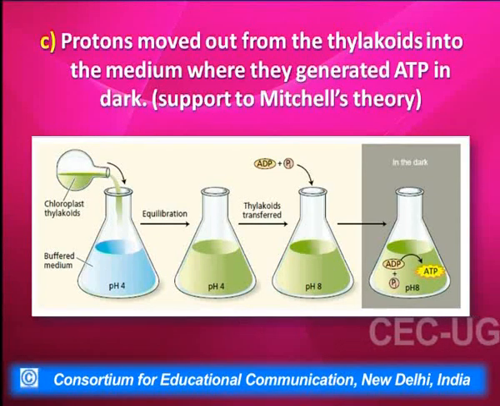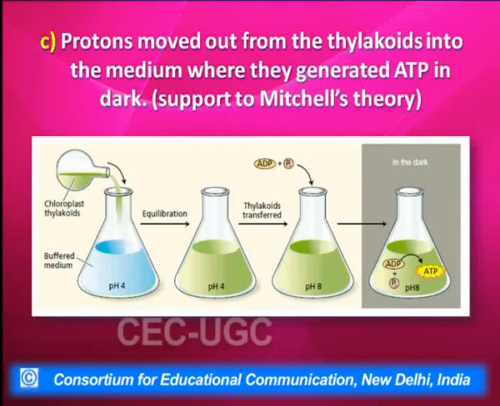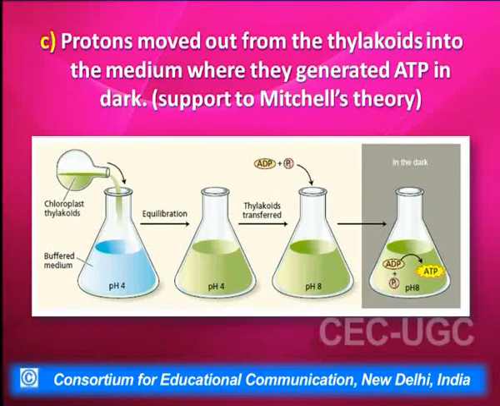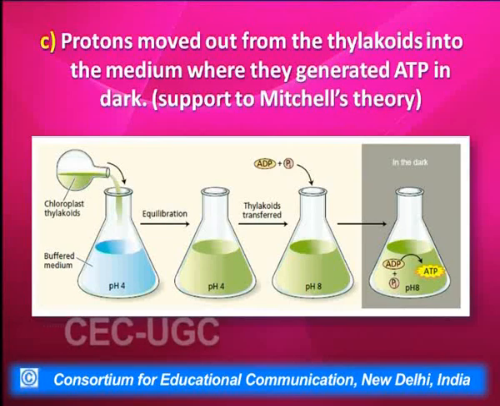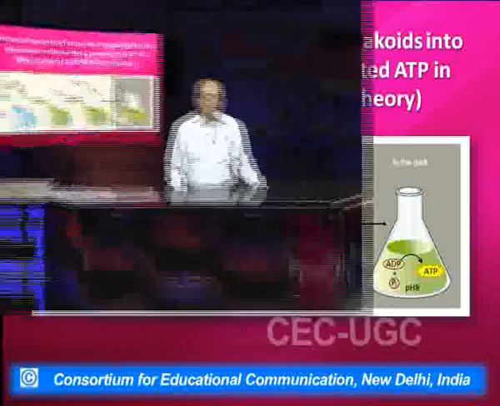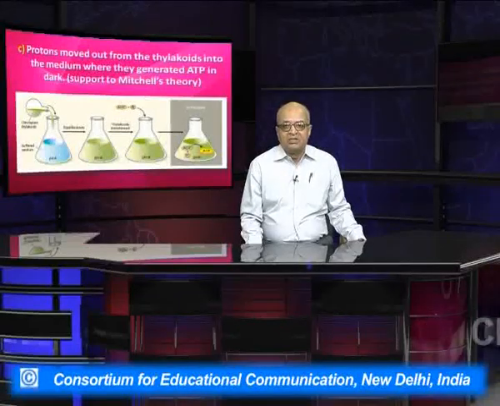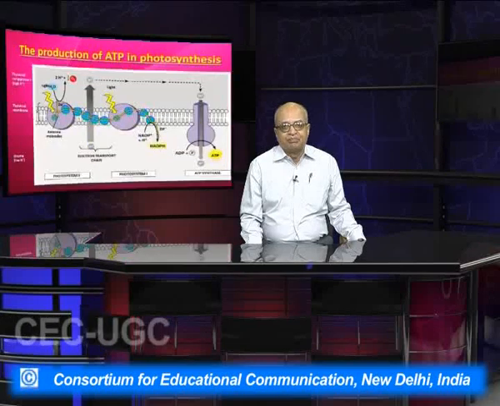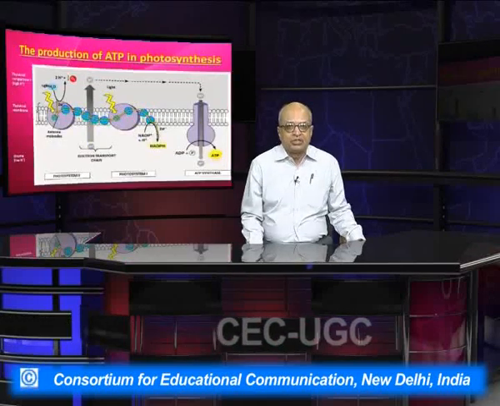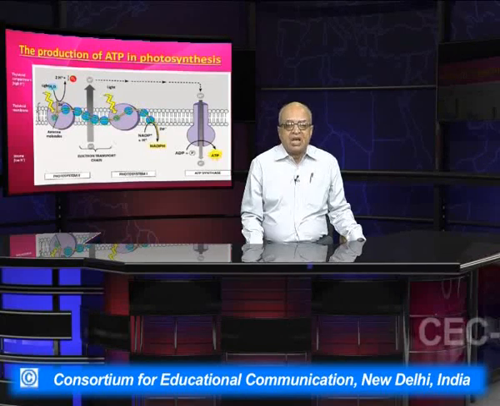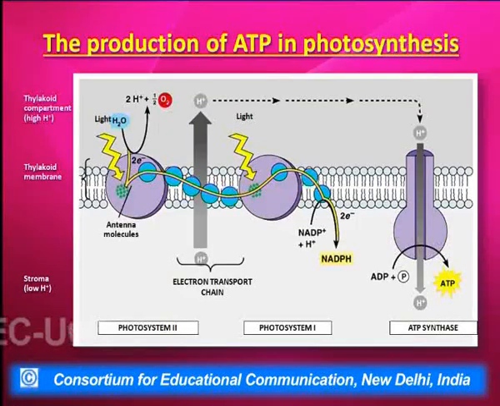Now, what a nice experimental proof in support of Mitchell's theory, and it was this support which finally forced people to take Peter Mitchell's ideas seriously. Eventually, Peter Mitchell also got a Nobel Prize, but many years later for this idea. So, that means the production of ATP in photosynthesis has to be through the generation of a proton gradient, and the gradient has to be from the lumen towards outside.